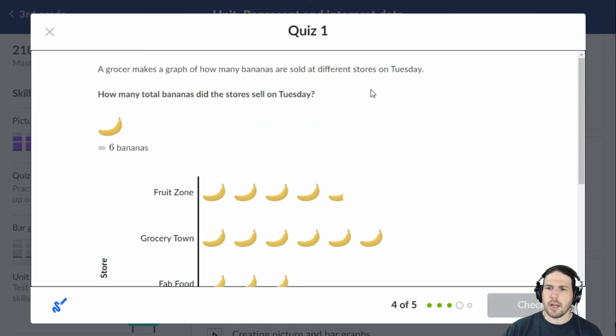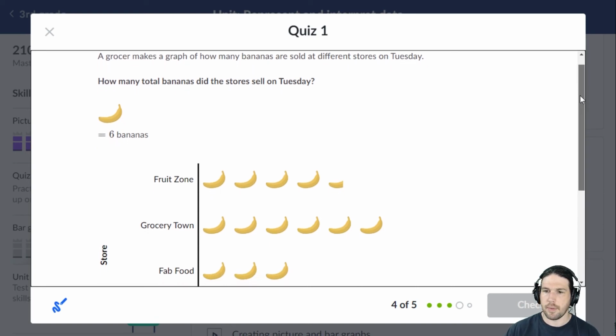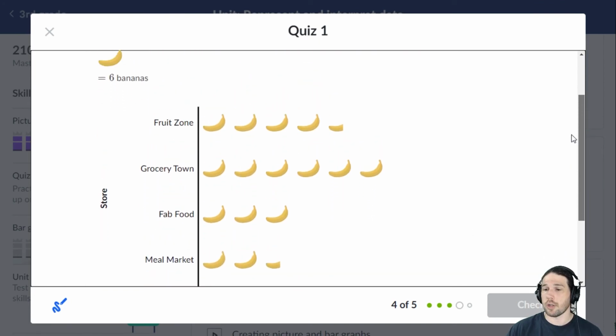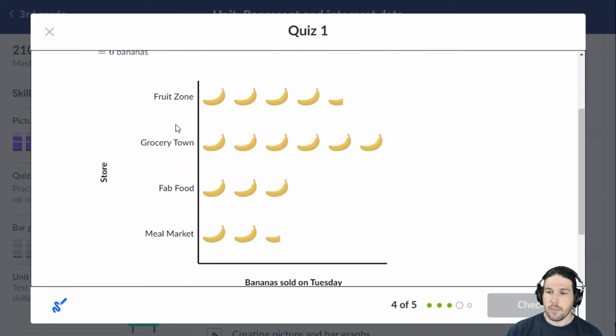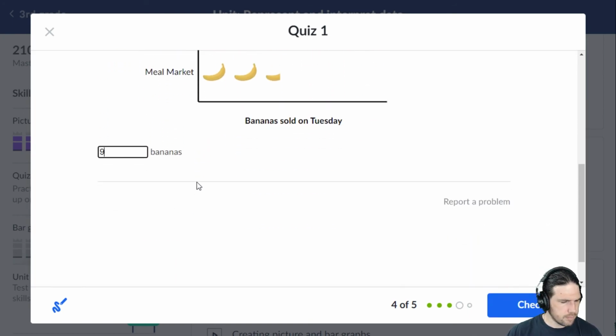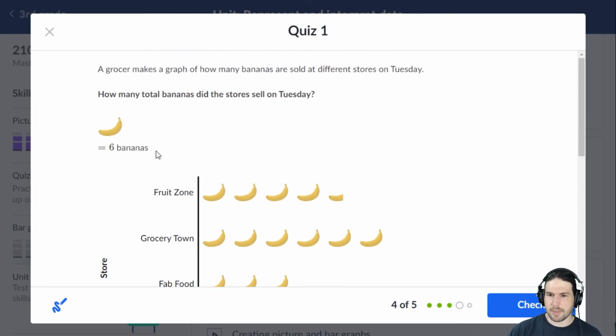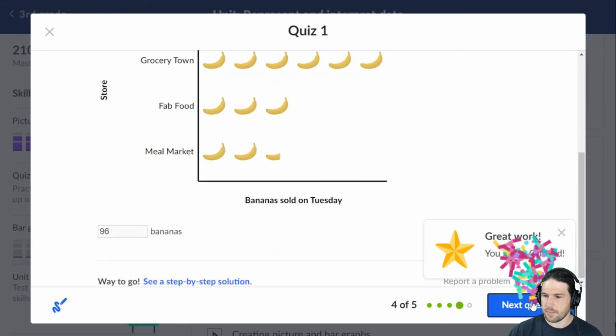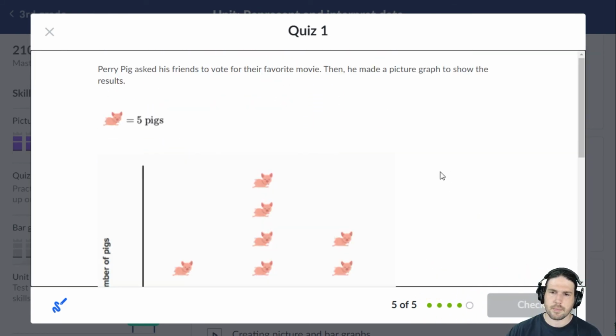Moving on. A grocer makes a graph of how many bananas are sold at different stores on Tuesday. How many total did he sell on Tuesday? Specifically, total. Well, I see 1, 2, 3, 4, 5, 6, 7, 8, 9, 10, 11, 12, 13, 14, 15, and then 16 when I combine those 2 halves. 16 times 6 is 96, I think. Hold on. 10 times 6 is 60, and 36 is 96. Yes, and yes.